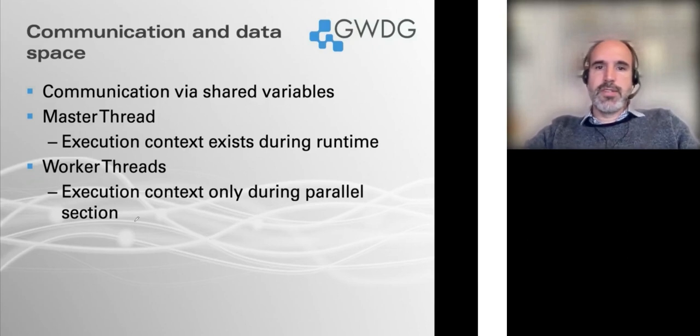So again, the master thread's execution context exists during runtime. For the worker threads, so the other threads in the team, the execution context exists only during the parallel section. When the threads are spawned, there will be a dedicated space in memory for the code execution and for the variables. After the parallel region, this is of course deleted and cleaned up.